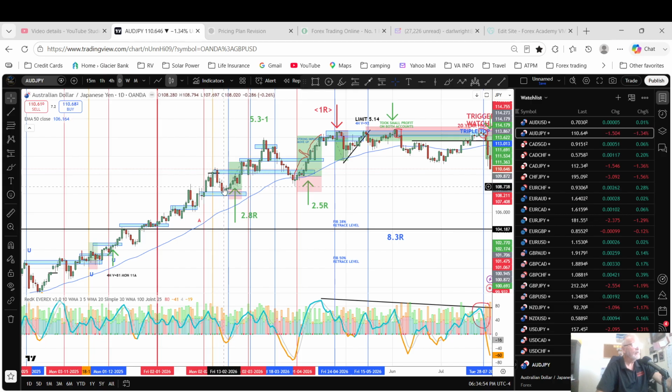So you can see how this one did that, right? It made a pullback down into here, gave us this really nice engulfing candle. And look down at momentum, you can see it's low and it is hooking up.